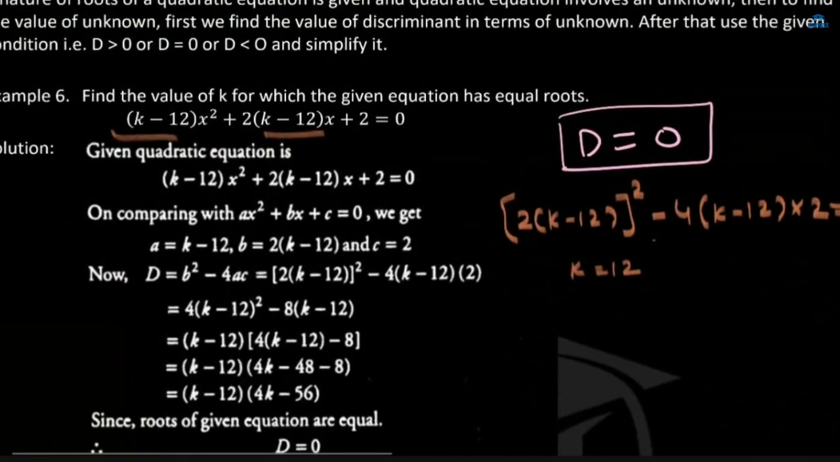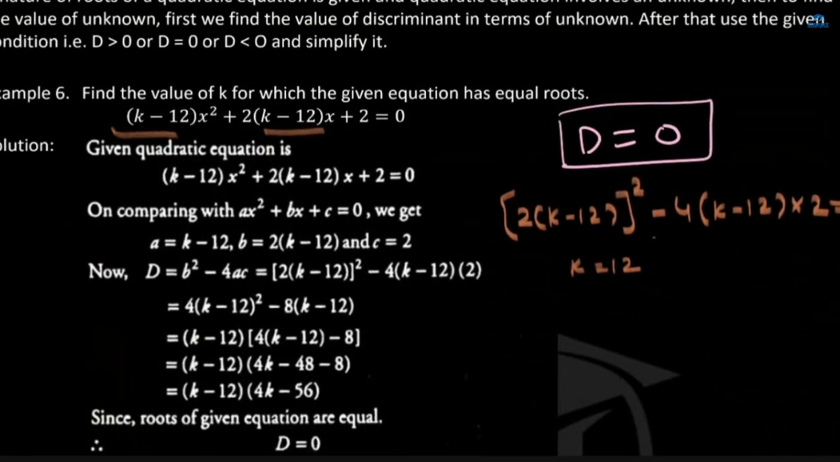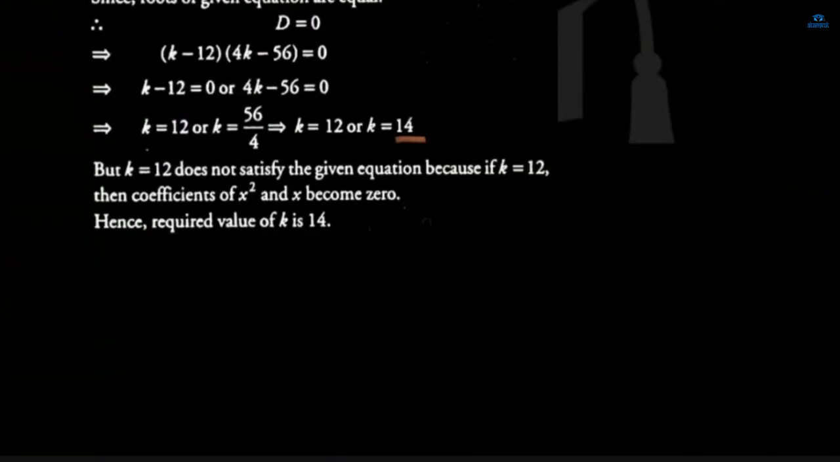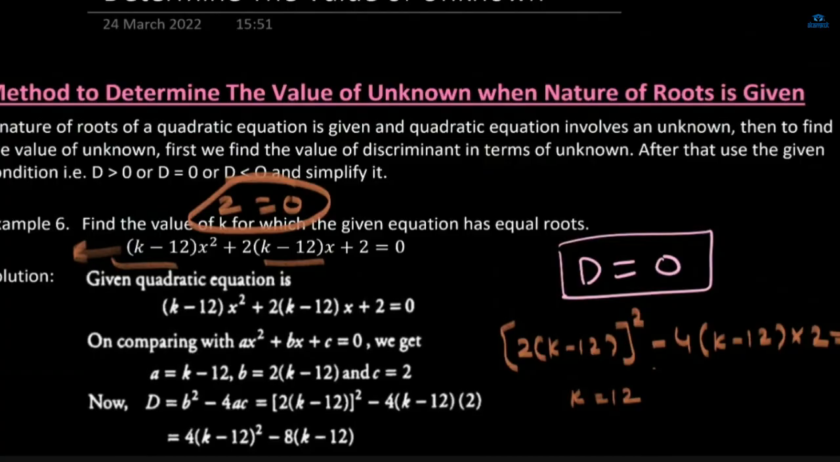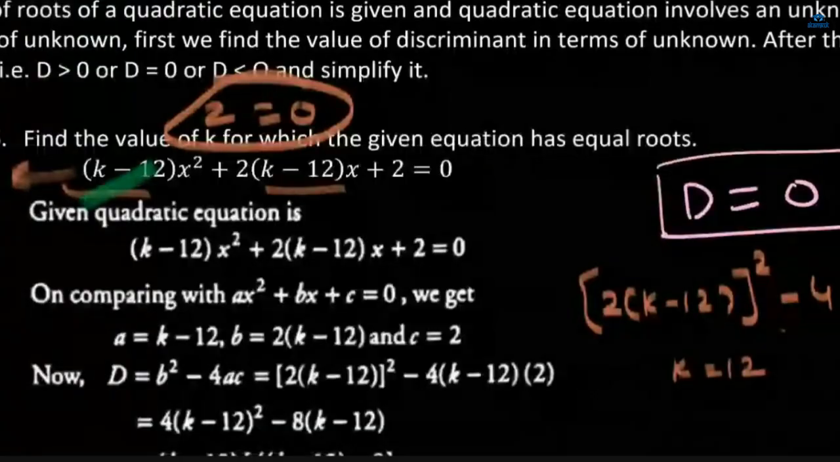So you can find two values here. If you put the value of 12 here, then the quadratic equation would not be a quadratic equation anymore, because 12 minus 12 would be 0. So that would not be correct. 14 would be correct. So 12 would not be correct, because 12 minus 12 will be equal to 0.